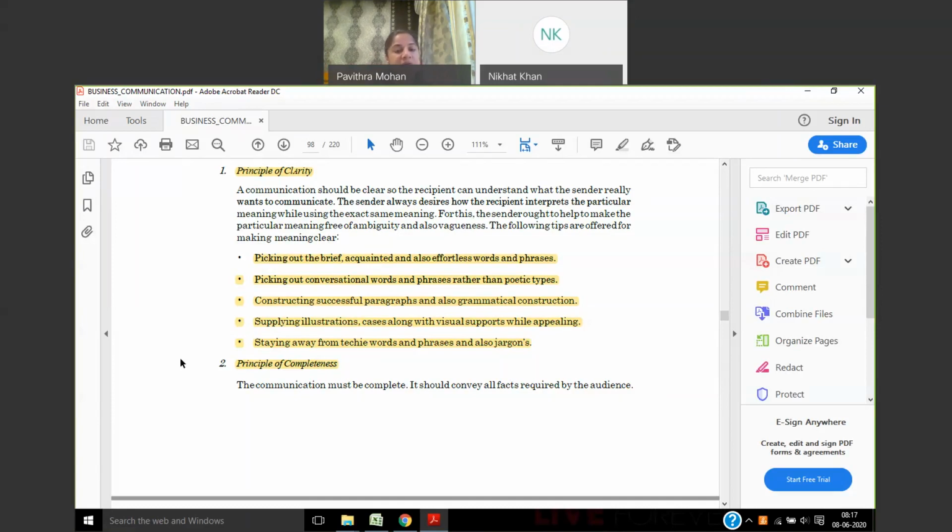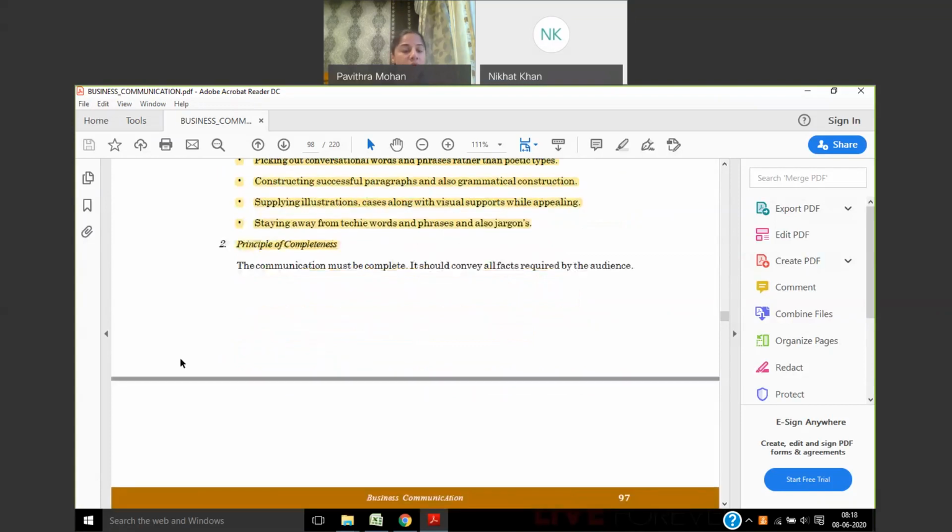Then staying away from techie words, phrases and jargon. If I'm talking from top level management, I have to ensure I'm not using technical words which are understood only by, let's say, the sales department, or the production department, or the purchase department, or the research and development department. I shouldn't use any technical words. As much as possible, the information being sent across should be simple and understood by everybody in the organization. Okay, that's important for me.